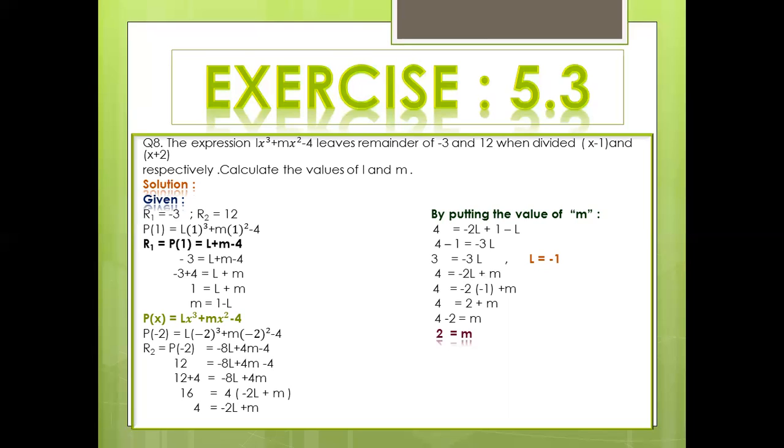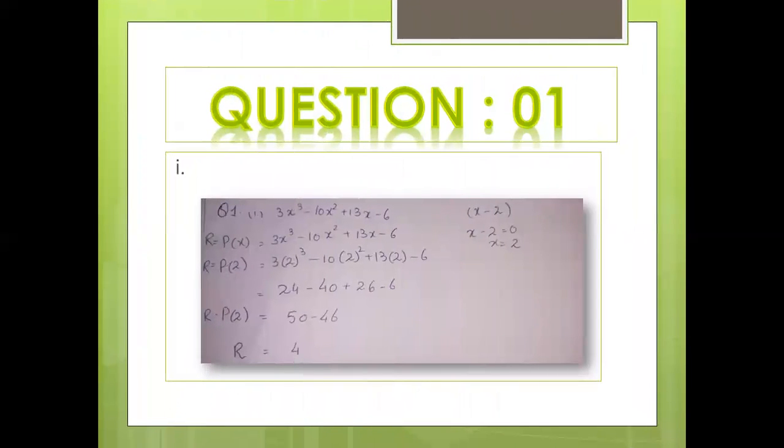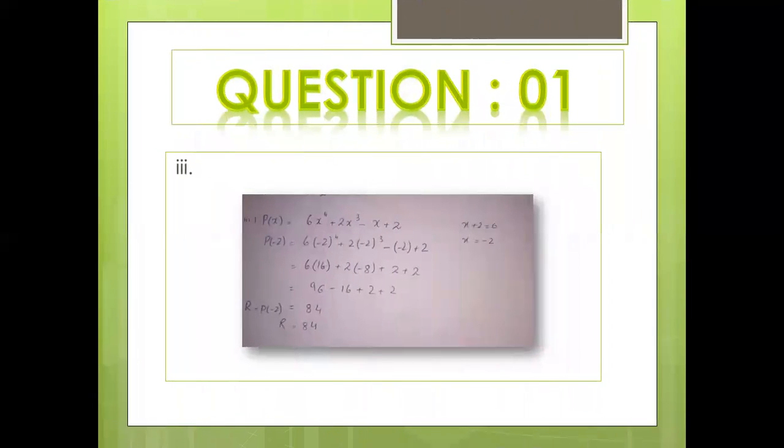You can put the value of L in any equation, either m is equal to 1 minus L or 4 is equal to minus 2L plus m. It's up to you. The answer will be the same. We replace in 4 is equal to minus 2L plus m. Here we replace L with minus 1 and the value of m is equal to 2. The same way you can solve question number 9, question number 6, 7 and the question which is your homework. For your convenience, I have done the whole exercise for you.